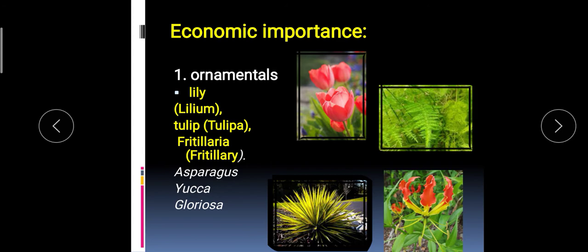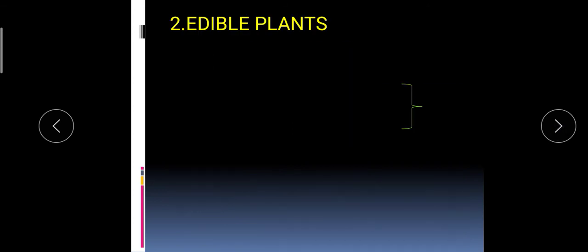So I already told you most of the plants are ornamentals. These are our common ornamental plants: lily, Lilium, tulip, Tulipa, fritillaria, fritillary. They are the common names we usually use. And asparagus, which is medicinal as well as ornamental. Then yucca. So this is the tulip plant, this is the asparagus, this is the yucca plant, and this is the gloriosa plant. Clear?